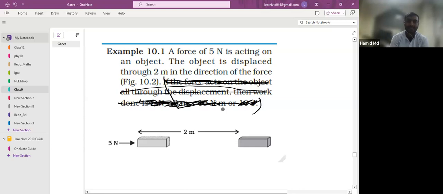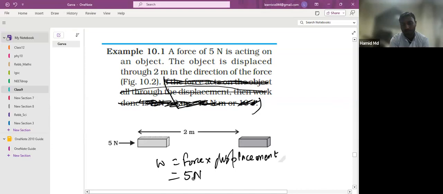Yes, 10. Okay, 10. So this is nothing but work is force into displacement. Force is 5 Newton and displacement is 2 meters, right? So this is 10 Newton meter. And Newton meter is also called joule. So work has the unit of joule. Clear? Any doubt?